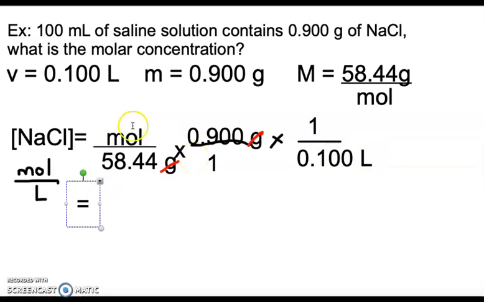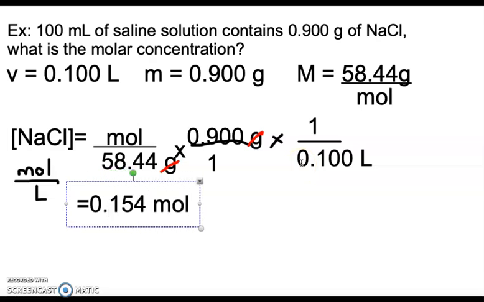So to get your answer, like we said before, in this case, I have to use the 1 that's up here next to moles, and that's because the 58.44 is down on the bottom. So we're going to do 1 divided by 58.44 times that 0.9. Again, I can do these ones if I want, but I don't have to. And then I'm going to divide by 0.1 because it's down on the bottom. So significant digits, I can have 3. So 0.154 moles per liter. Okay.